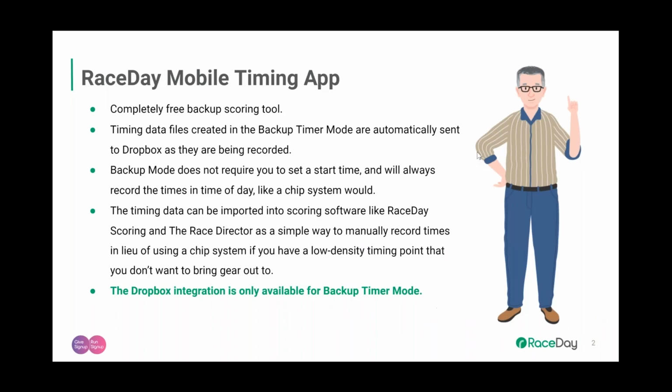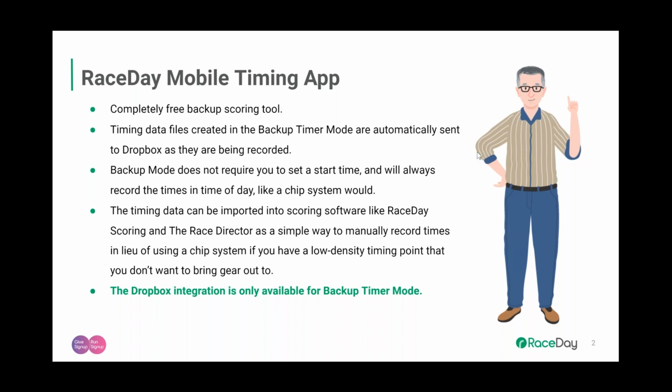So, some things about the app: it is completely free. The timing data files created in backup timer mode are automatically sent to Dropbox as they're being recorded. We're going to talk some about Dropbox and how to set that up today. You will need an account with Dropbox to do this. We do suggest using Dropbox. I know a number of you use Google Drive or similar to save files. However, sometimes there are errors in how the files are saved, and it doesn't notify Race Day scoring in the same way that a normal file saving system would. So we do suggest using Dropbox for this.